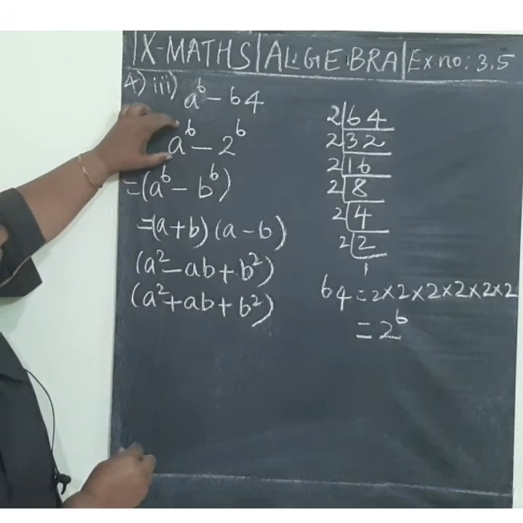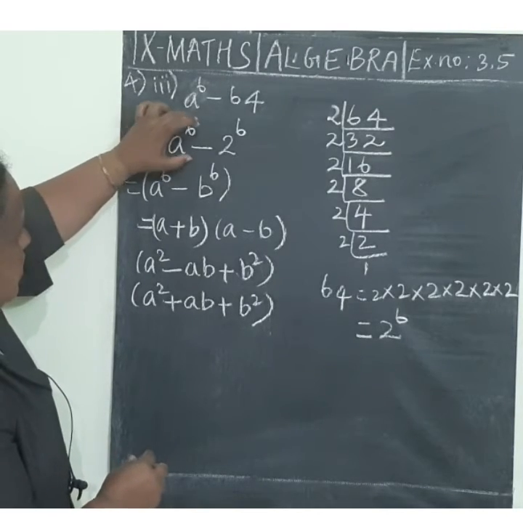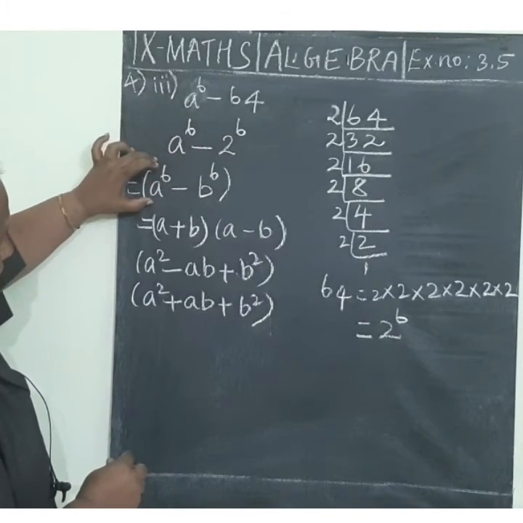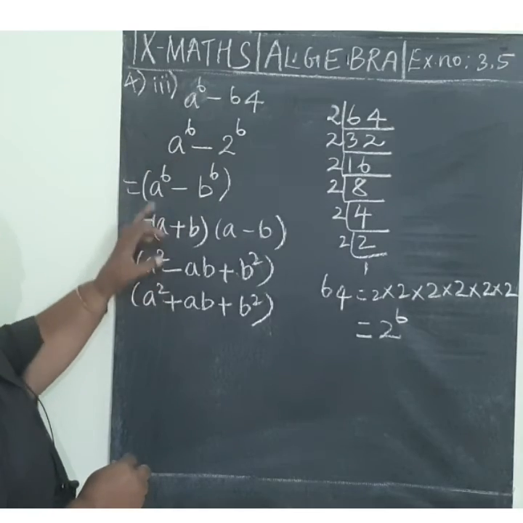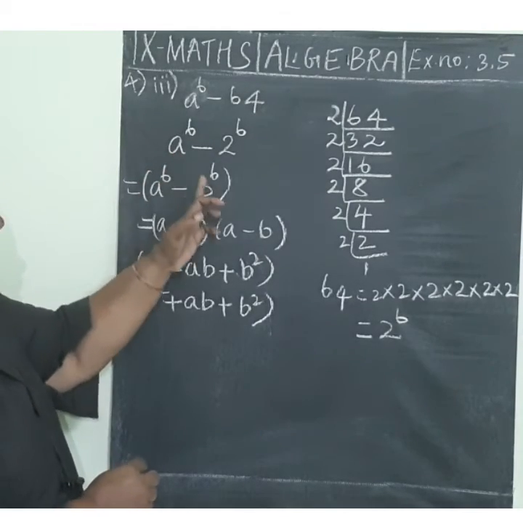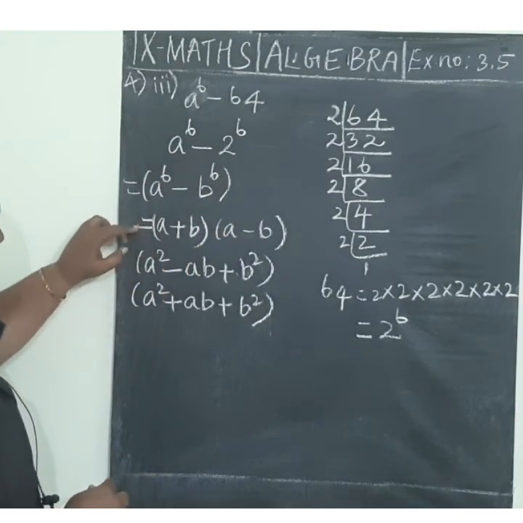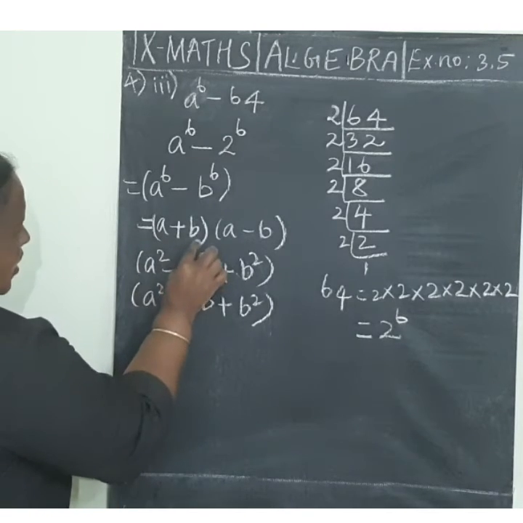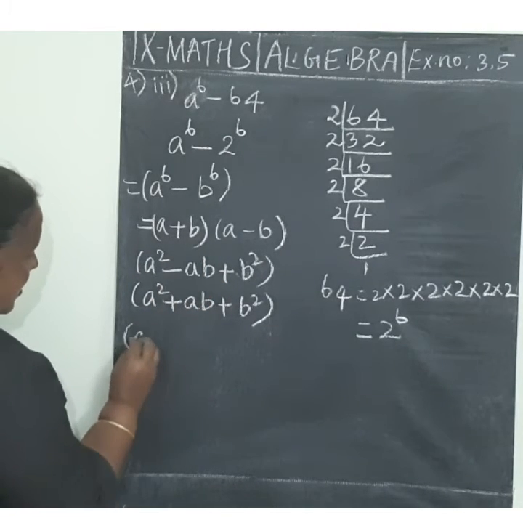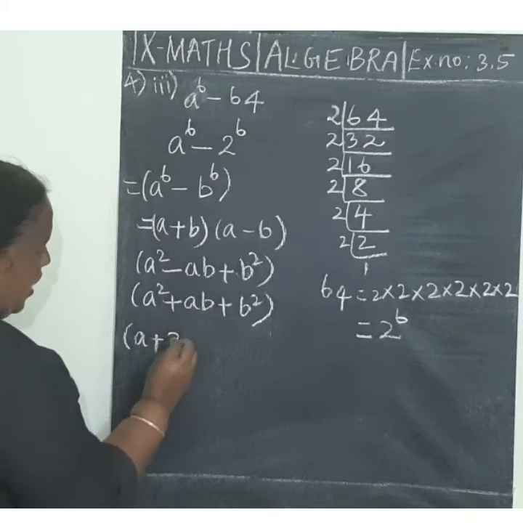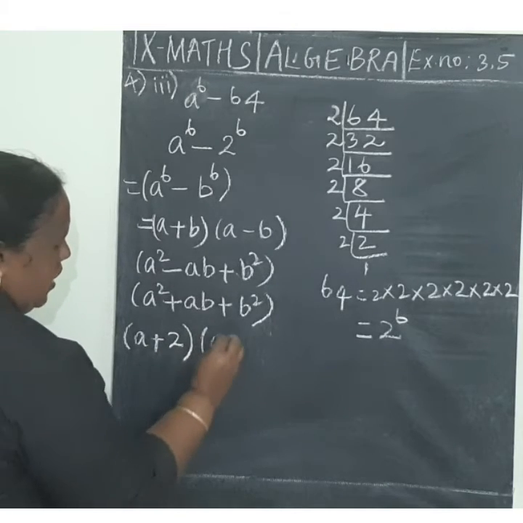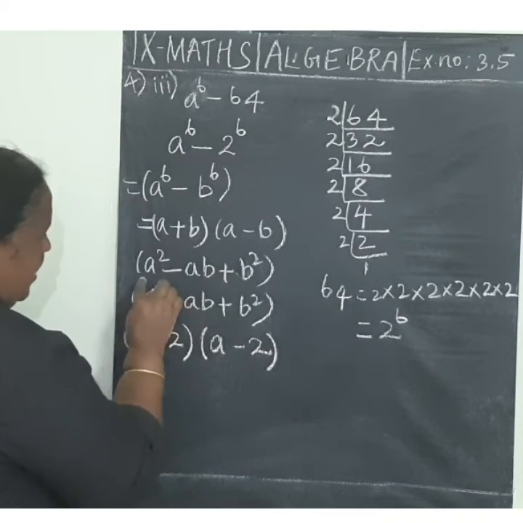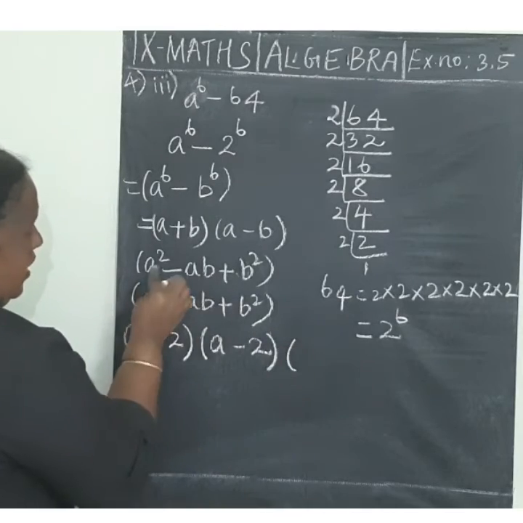Now the given question is a power 6 minus 2 power 6, which is the identity a power 6 minus b power 6. So our a is a, our b is 2. So we have to substitute here. Our a is a, b is 2. So a plus 2 into a minus 2 into a squared.